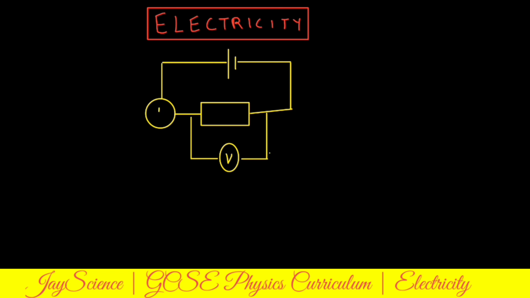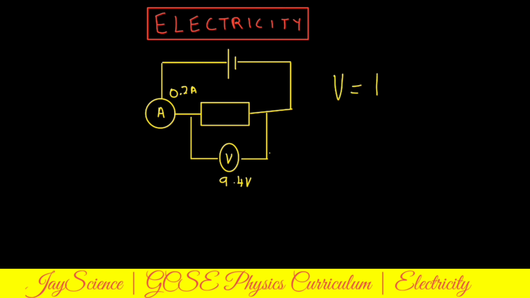So let's say that the current here is 0.2 amps, and then the potential difference here is 9.4 volts. Now the question says that we've placed a resistor in this particular circuit, and we need to get the value of the resistor.